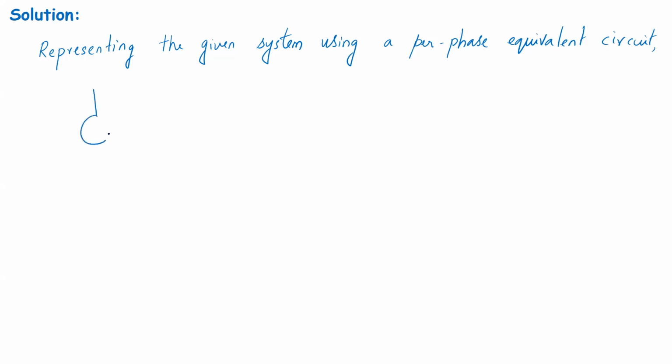The synchronous machine is usually modeled using a voltage source, which is the internally generated EMF, with an impedance in series. Since in the problem statement the stator winding resistance is indicated as negligible, I have excluded it completely and have just drawn the synchronous reactance jXs. And here I have my excitation EMF, which is nothing but the internally generated EMF, and is usually a vector. This is the synchronous machine, and it is connected to an infinite bus.